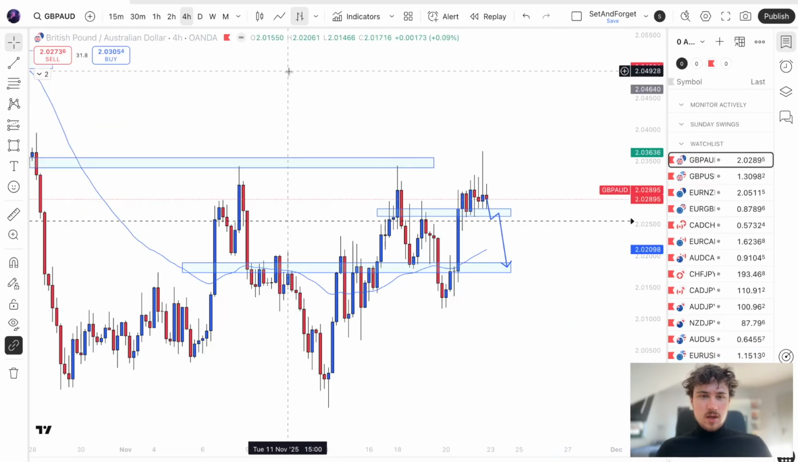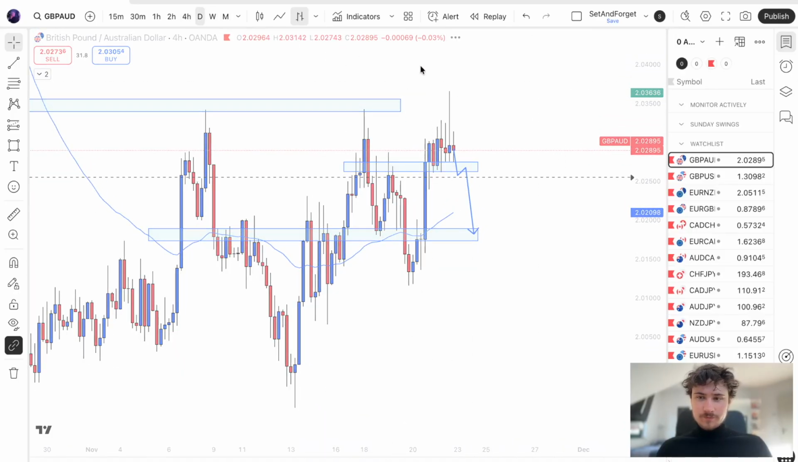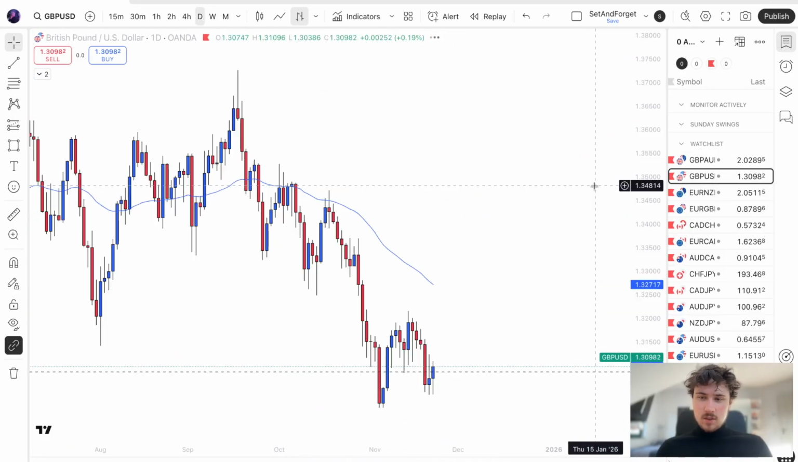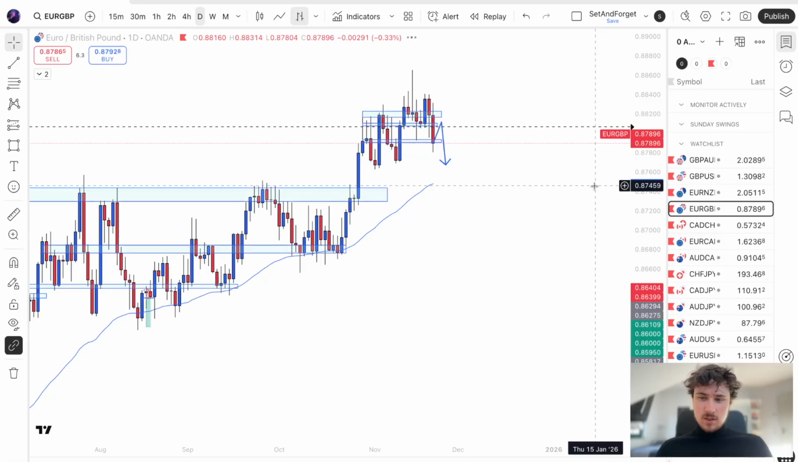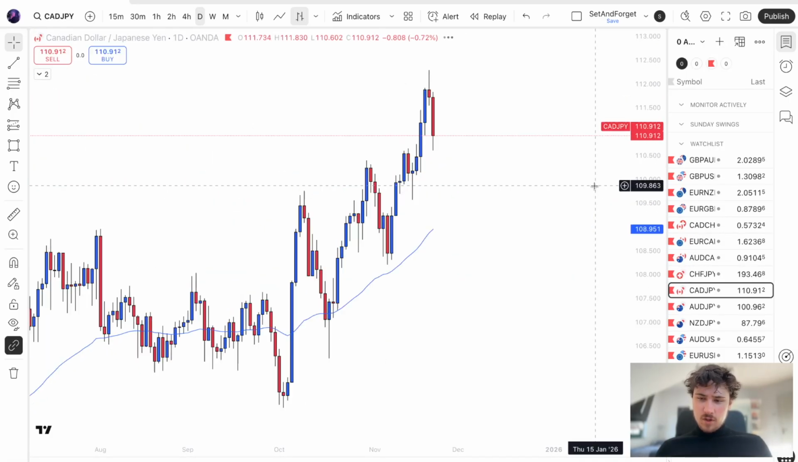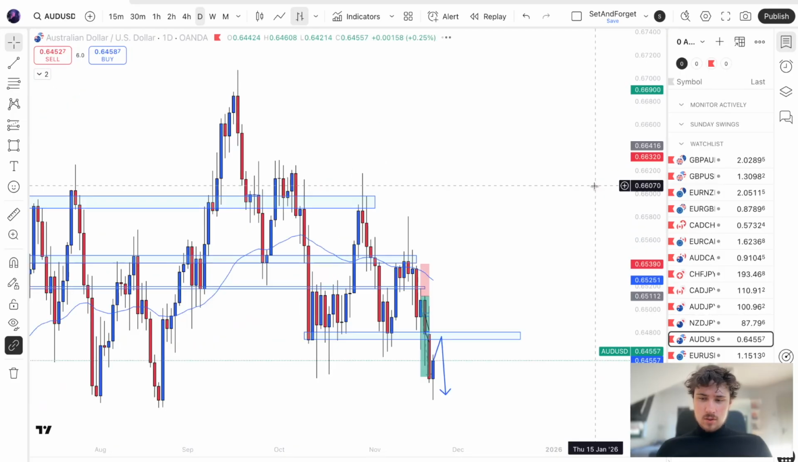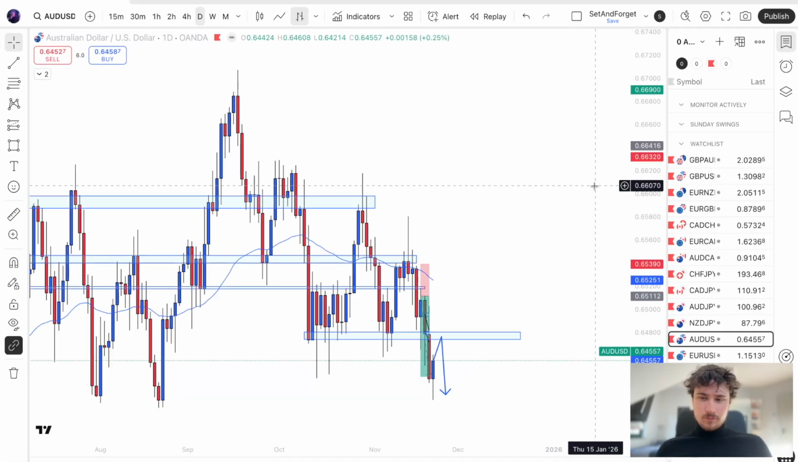Yeah, and these are all the trades, the markets. Basically, it's GBP AUD and GBP USD as one idea, then Euro NZD and Euro GBP as another idea, then 3 CAD pairs, then 4 JPY pairs, and then AUD USD and Euro USD are also basically the same idea. Yeah, and that's it.